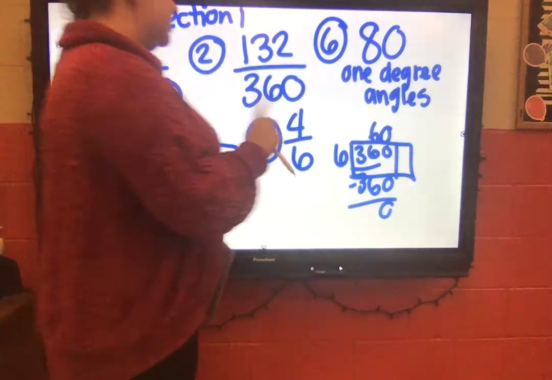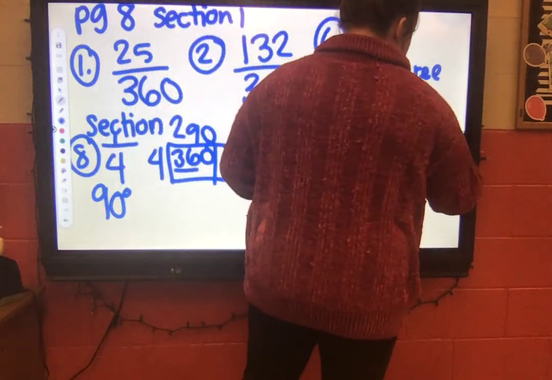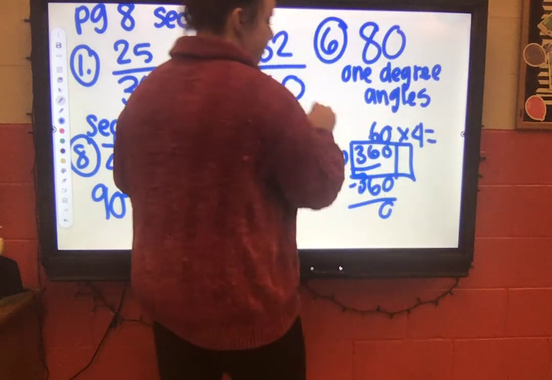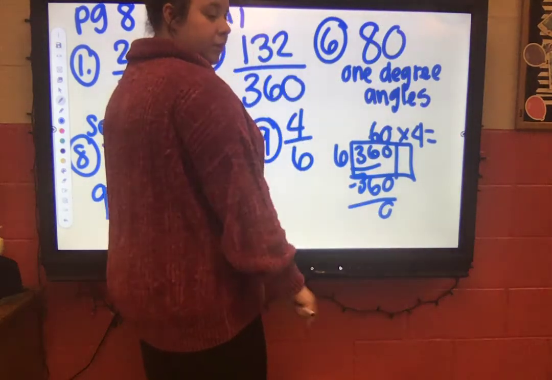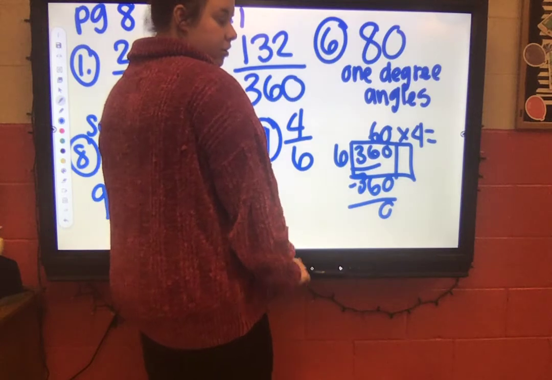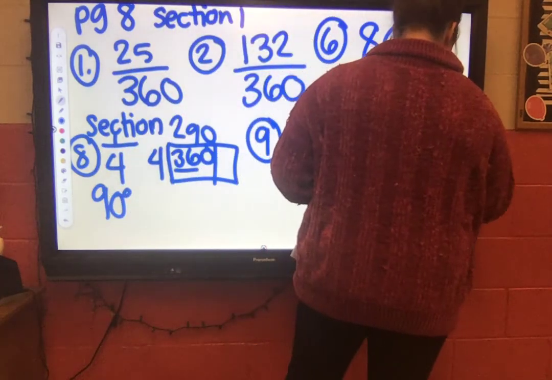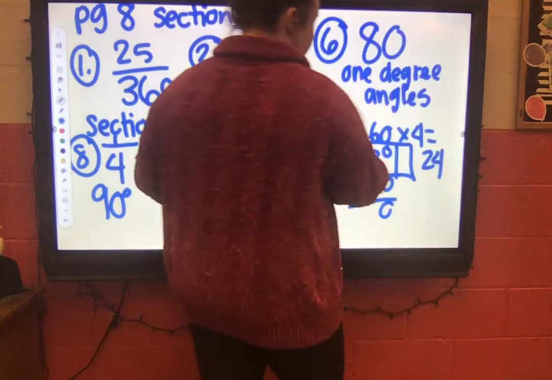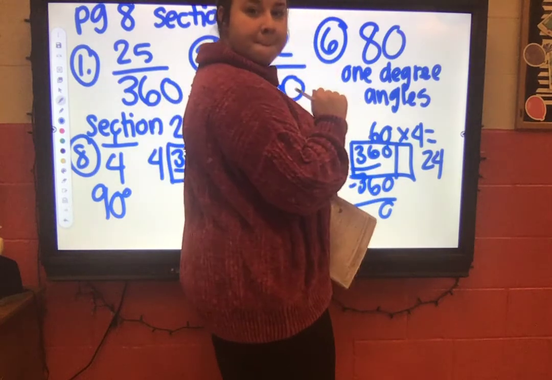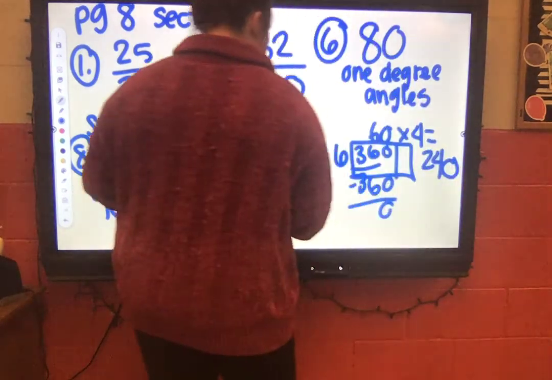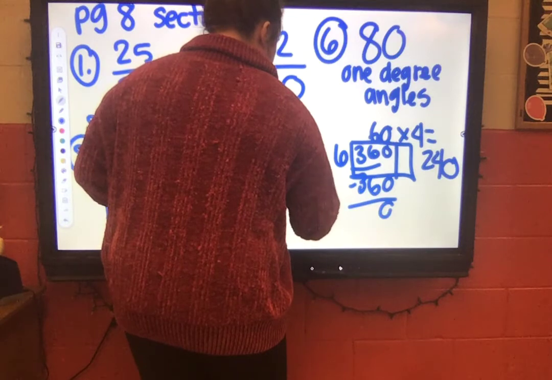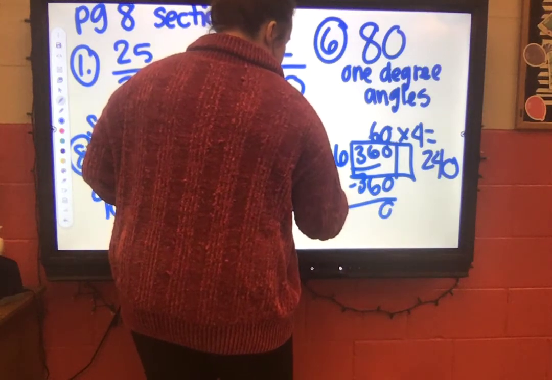But we need to take 60 and multiply it by 4. 4 times 6 is what? 24. 4 times 0 is what? 0. So the total number of degrees for number 9 is 240 degrees.